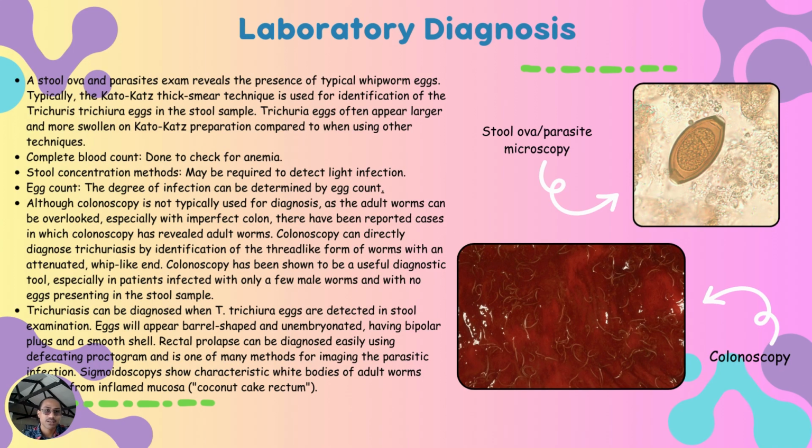Some laboratory diagnosis. The most typical way of diagnosing Trichuris trichiura, or whipworm, in a clinical setting through laboratory diagnosis is through a stool ova and parasites exam. This is usually a microscopy where the whipworm eggs or the whipworm itself are screened in the stool under the microscope. So that's the most prominent method of laboratory diagnosis.